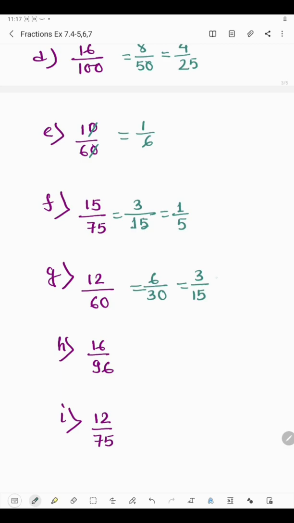Okay, again it will be divisible by 3. 3 1s are 3 and 3 5s are 15. So it is 1 by 5.